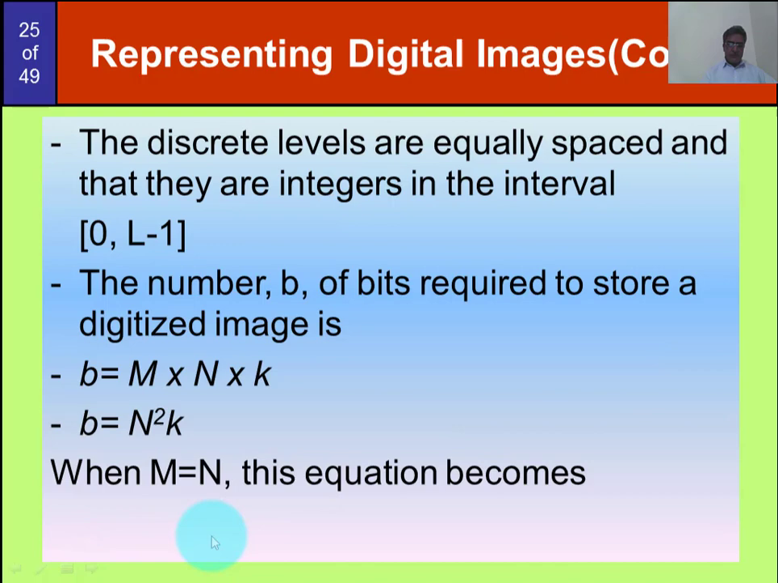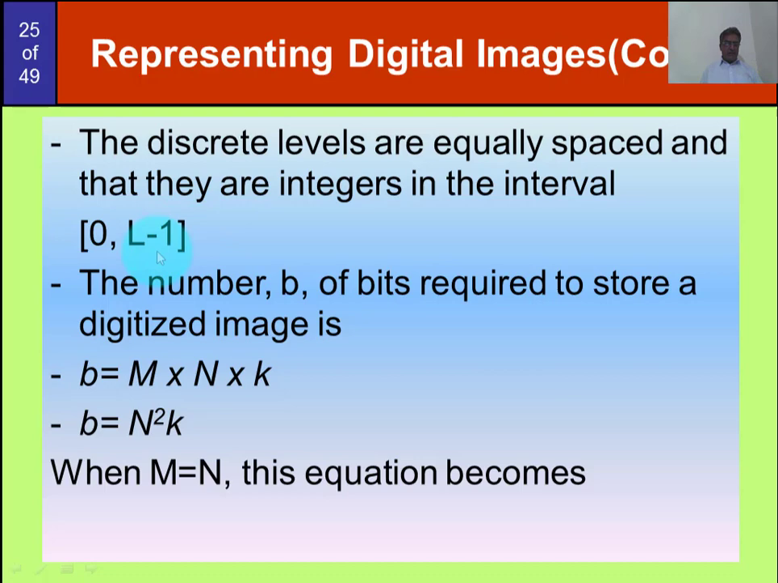The discrete levels are equally spaced and they are integers in the interval. So these are all the discrete levels. That's why L is 256, and 256 minus 1 is equal to 255. 0 to 255: 0, 1, 2, 3, 4 up to 255. These are all integer values at equally spaced intervals.